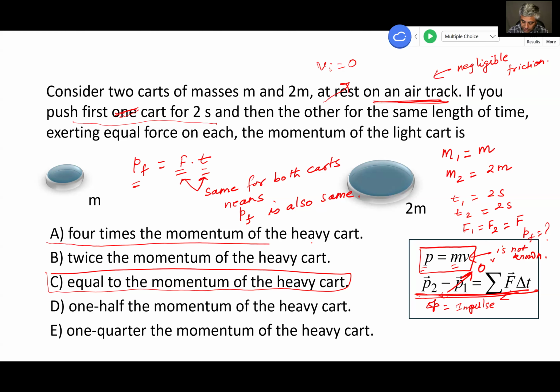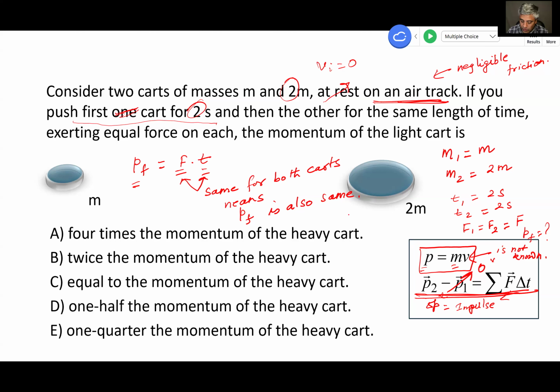But A also got some votes. 4 times the momentum. I don't know, maybe you just multiplied twice the mass and 2 times the seconds, I don't know.